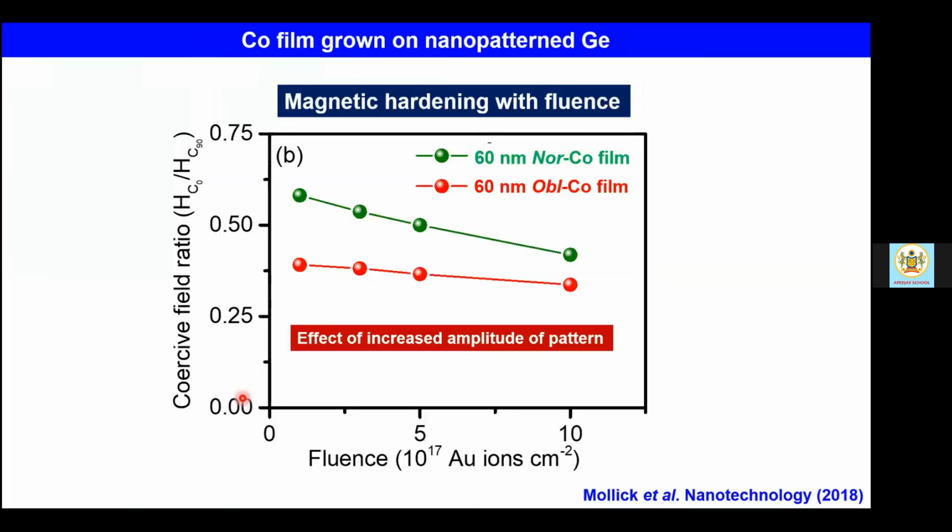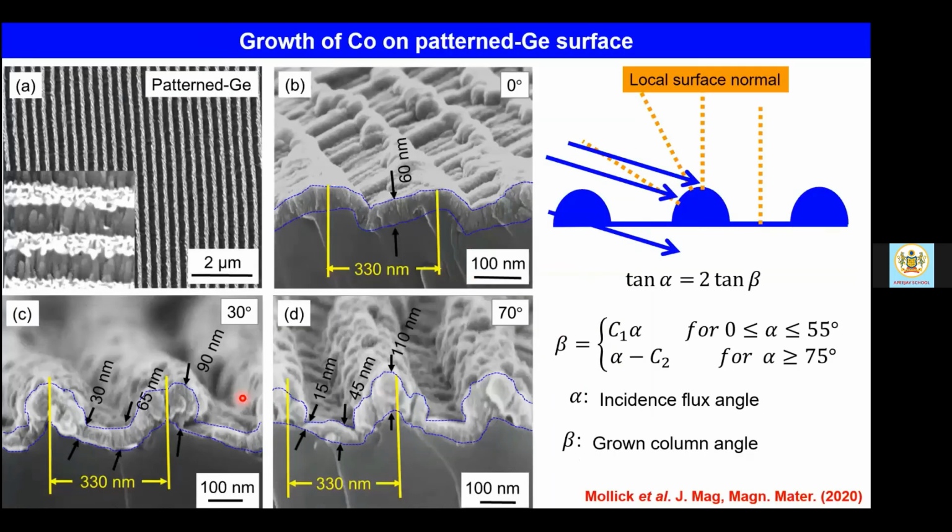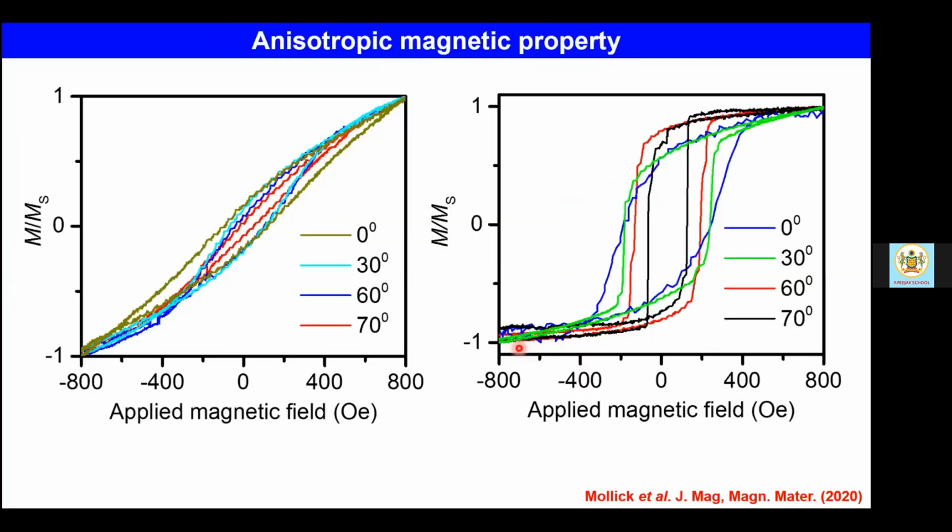This is how the coercive field changes with increasing ion fluence. That means magnetic hardening is obvious for the same 60 nanometer thick cobalt film grown once in normal orientation and then at oblique incidence. And here the growth angle dependence becomes very clear. This is normally incident, this is 30 degree, this 70 degree, and so on. More or less, you can see the difference in the magnetization plots also, relative magnetization.